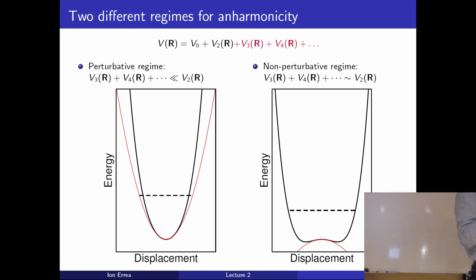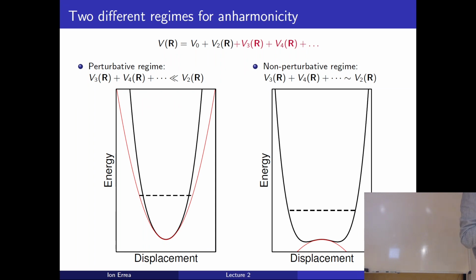So when is anharmonicity perturbative? It is perturbative when the higher order terms are small compared to the harmonic term. But in which range? This is important, okay? In the range defined by the zero point energy of the ionic motion. What is the zero point energy? Imagine that we have this potential, we know how to solve the Schrodinger equation that Francesco introduced, the quantum mechanical Schrodinger equation for the ionic motion, basically the kinetic energy of the ions plus this full potential, and we calculate the ground state energy. That's the zero point energy, okay?